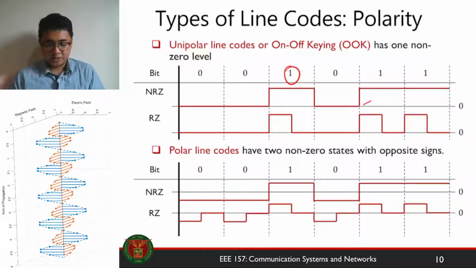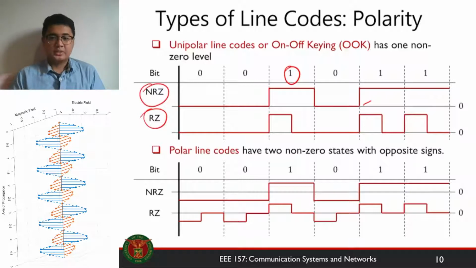So there are two different types. We'll talk about the definitions of these later. Basically, for unipolar, if it's high, it's bit 1. If it's low, it's bit 0. For polar line codes, you have two non-zero states with opposite signs, same magnitude, opposite signs. This line code can never be 0. If you sample a 0 using a polar line code, that doesn't mean anything. It could either be bit 1 or bit 0, but it doesn't mean anything.